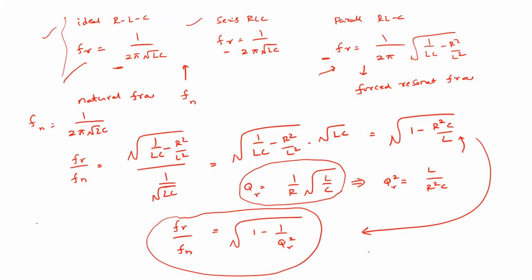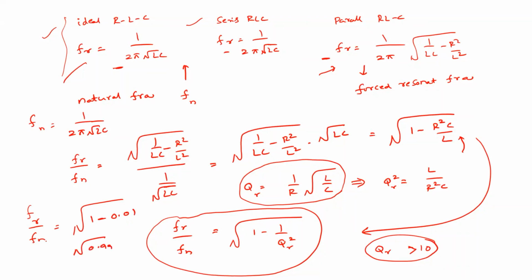Usually this QR value, in the case of electrical circuits, may be 1.5 or 2. But in the case of electronic circuits, as we already discussed, it is greater than 10, right? If QR is greater than 10, what is Fr by Fn? For example, if QR equals 10, what is this value? 1 minus 1 by 100, right? Agree? Yes, sir. So this will be 0.01. That means square root of 0.99.